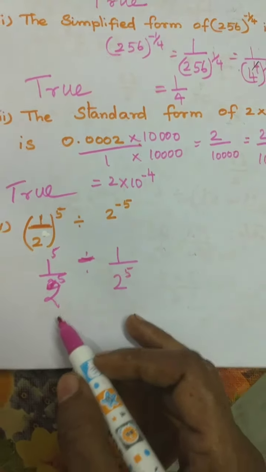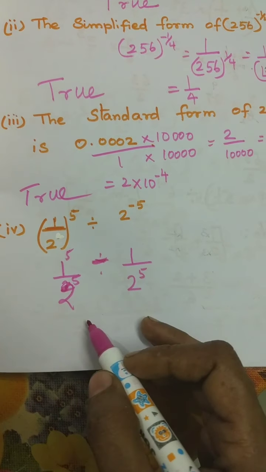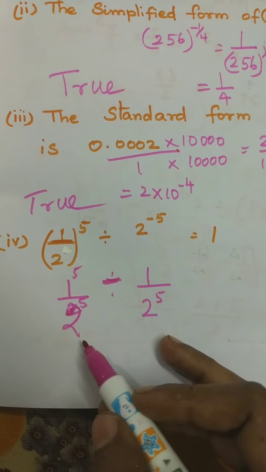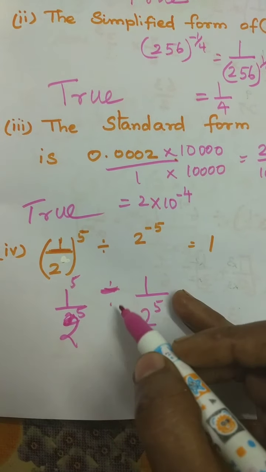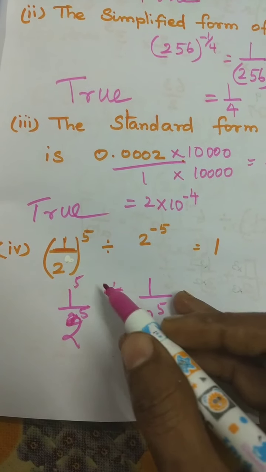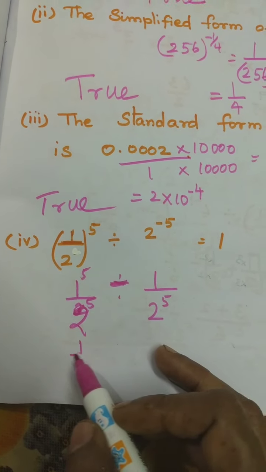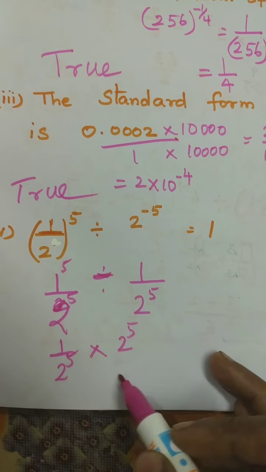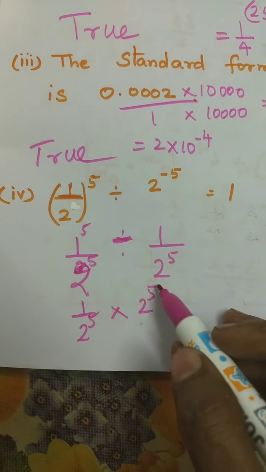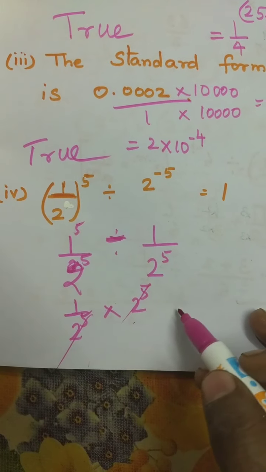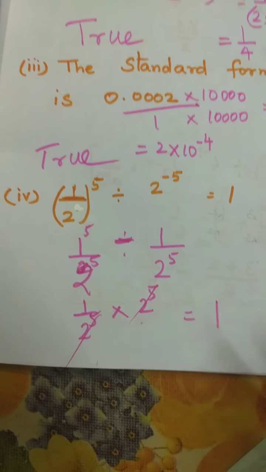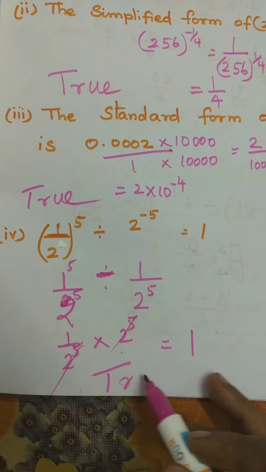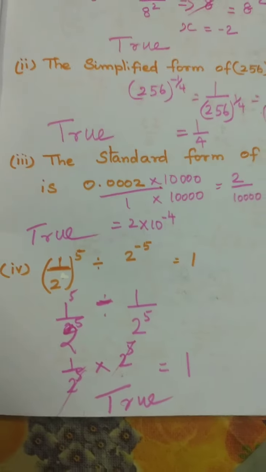Okay. Now you divide this. If you want to divide, you have to make the division symbol a multiplication symbol. Into 2 power 5 by 1. Now this 2 power 5 and 2 power 5 gets cancelled. The answer is 1 by 1, 1. Is it right? Yes, it is also true.